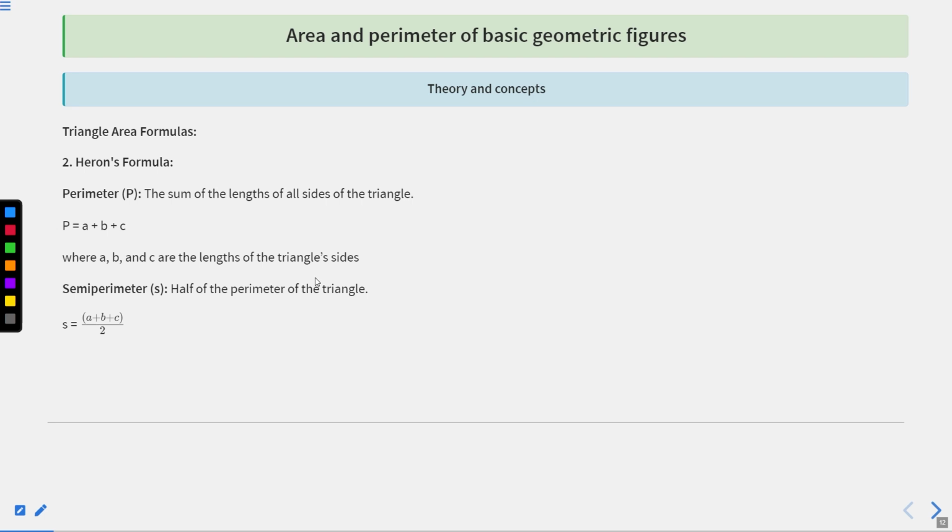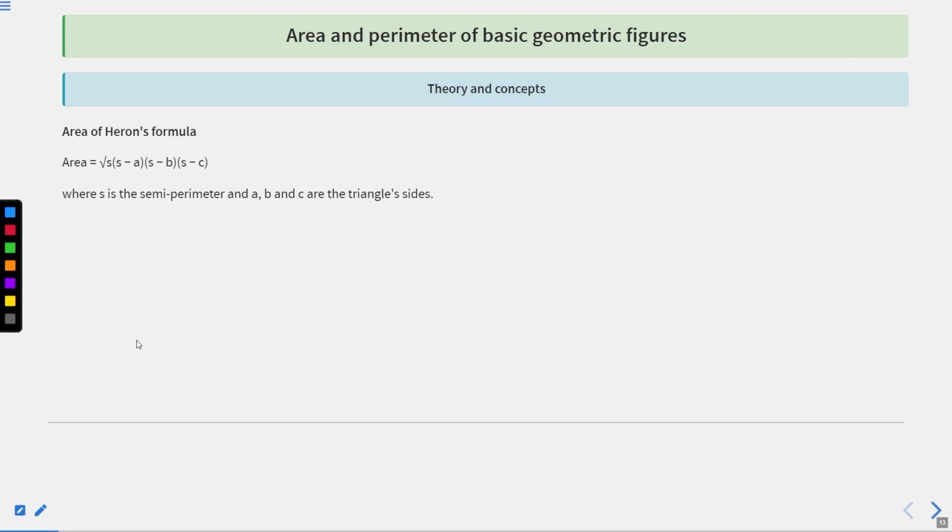So how do you find the area of a triangle using Heron's formula? First of all, let's see the perimeter. To compute the perimeter, you will be provided with three sides. So suppose this is a triangle. This is side A, this side is of length B, and this side is of length C. If I take the sum of all these three sides, then the result obtained will be the perimeter of that particular triangle. And half of the perimeter of the triangle will be the semi-perimeter, and I represent it by S.